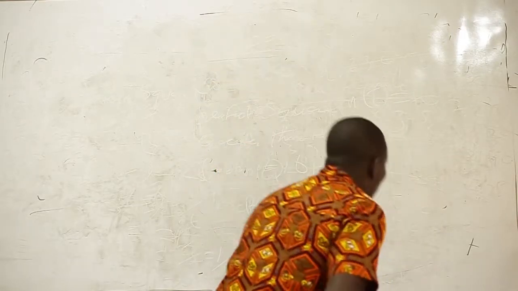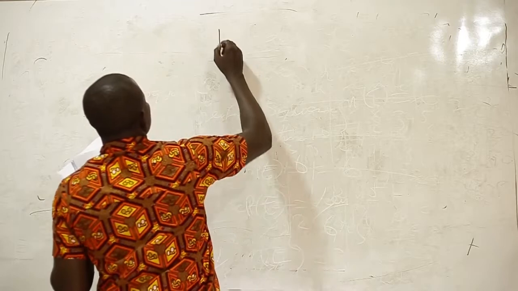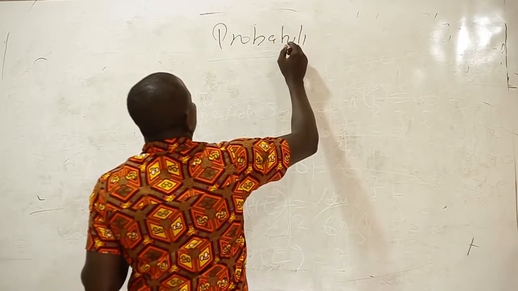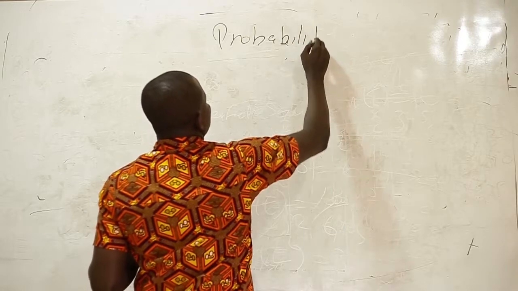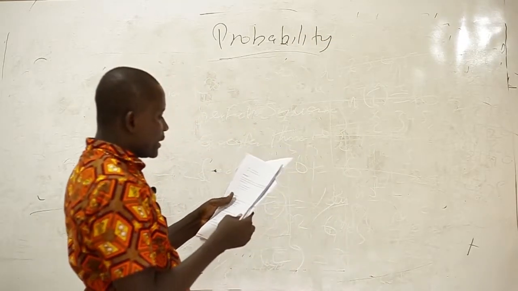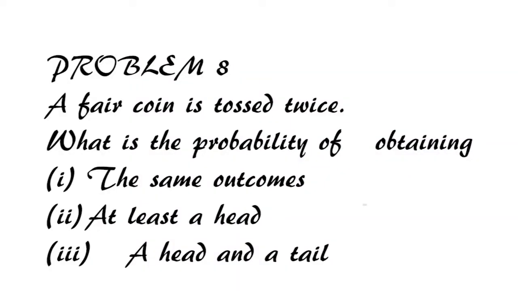Okay? The topic is probability. The question is, a fair coin is tossed. Problem 8. A fair coin. Sometimes the projection, when they project, it may not stay too long. So when you hear, you can write it yourself. A fair coin is tossed twice.